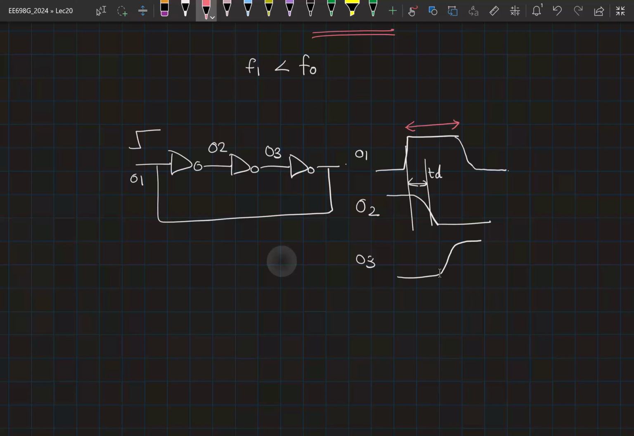Did I make a mistake? So O1 to O2, O2 to O3, O3 to... So there is one TD here and there is one more TD here. So this is 3 times TD, right? Now this process will repeat again, right? Corresponding to the falling edge, eventually you will have a rising edge, right? And what would be this delay? This is also 3 TD.